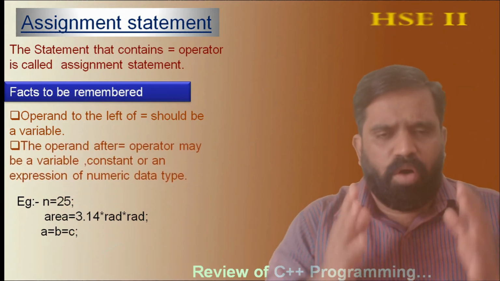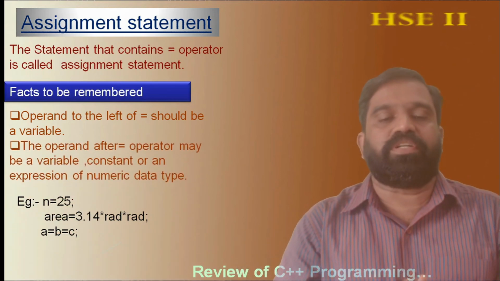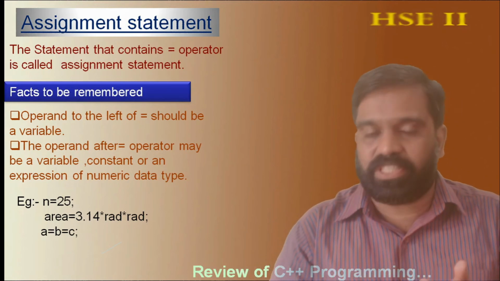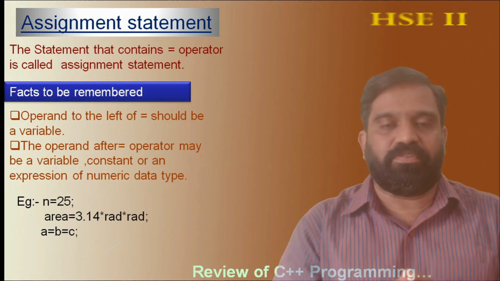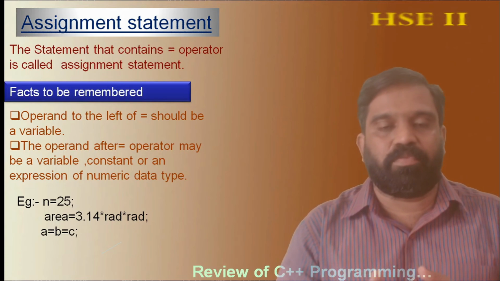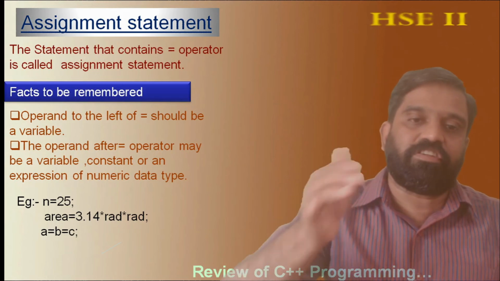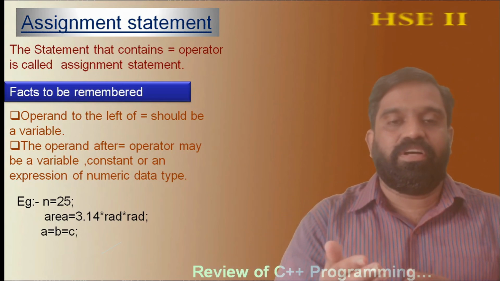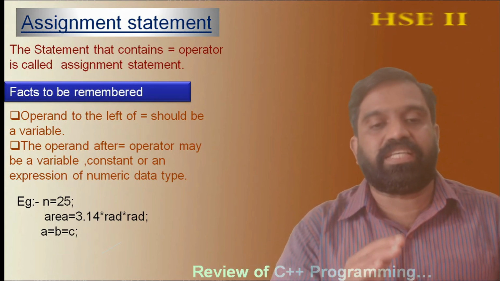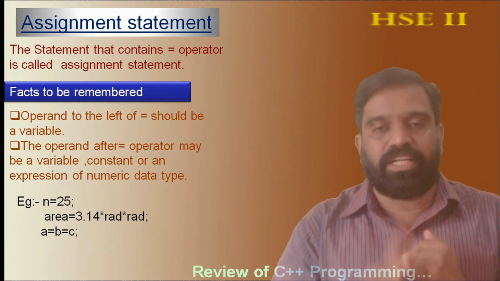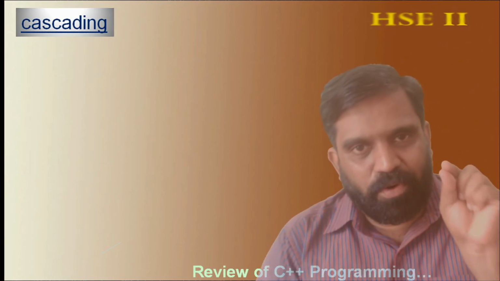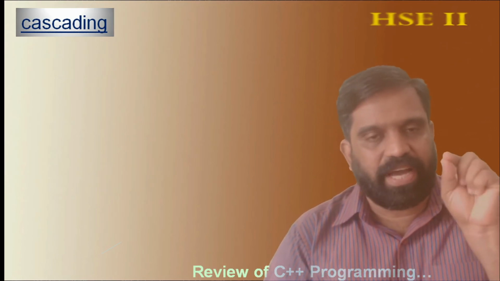Another, the operand after the equal operator may be a variable or a constant or an expression. n is equal to 25. See, which is the value after the assignment operator? That is a constant. We can store a constant into a variable, or the value returned by an expression will be stored in a variable. So on the right side of the assignment operator, that should be a constant or an expression or a variable. One more point I have to highlight here, the word cascading.